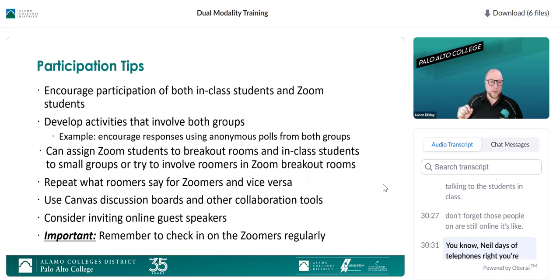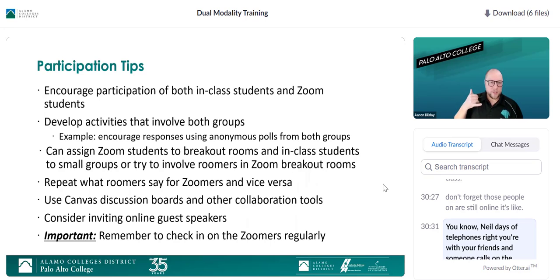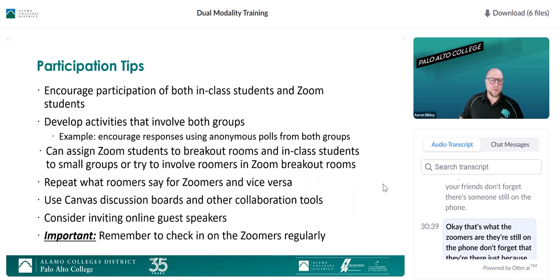It's like, you know, in the old days of telephones, right? You're with your friends and someone calls on the phone and you put the phone down to talk to your friends. Don't forget there's someone still on the phone, okay? That's what the Zoomers are. They're still on the phone. Don't forget that they're there just because they're not physically present, okay? Talk to them. Include them in the discussion. Make sure that they're able to, again, feel like they're part of the classroom experience.